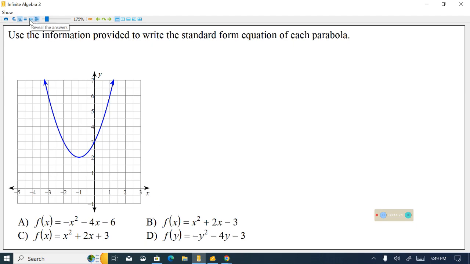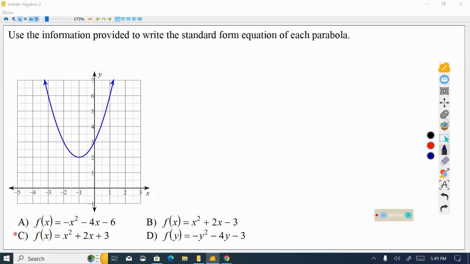And I'm hoping you see that the answer is C, because this has a y-intercept of 3, and we see a +3 right here. Okay? So you might be thinking, why is this so easy? Why do we have to do this if this is so easy to see?